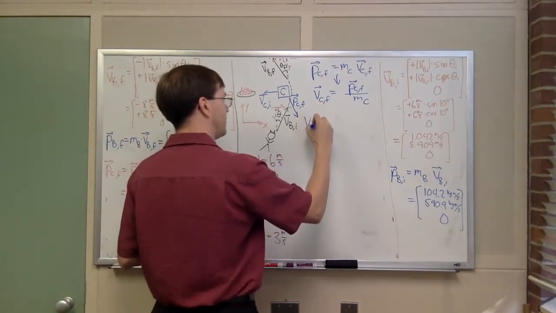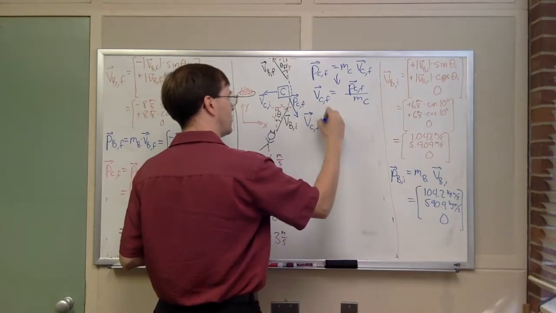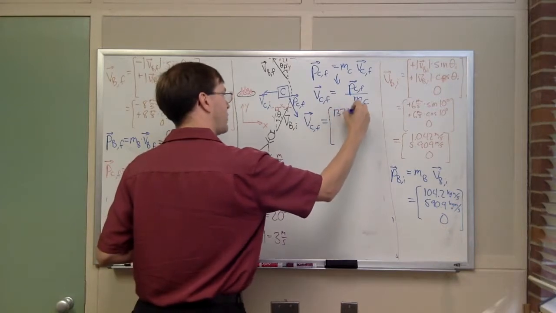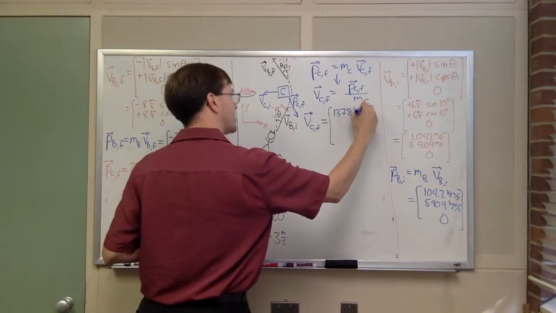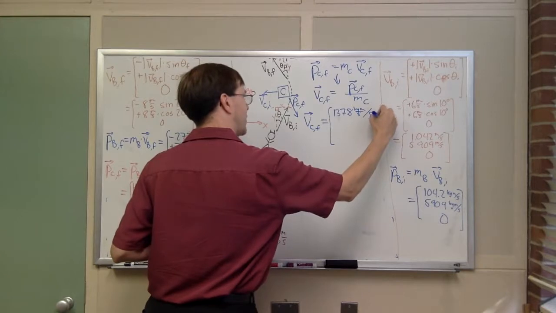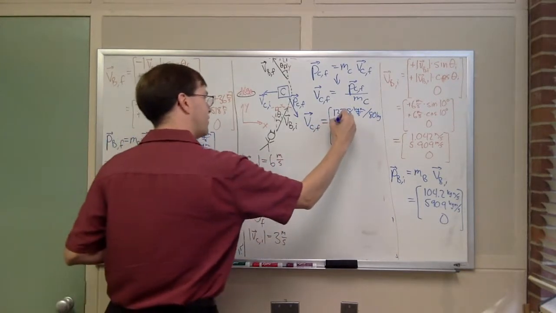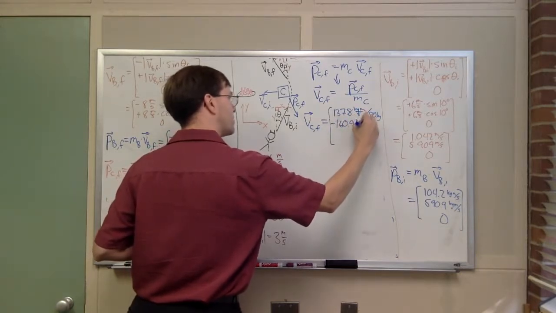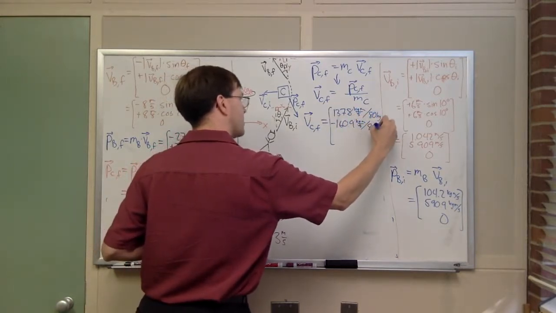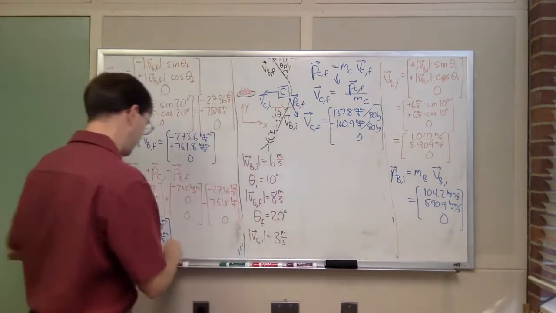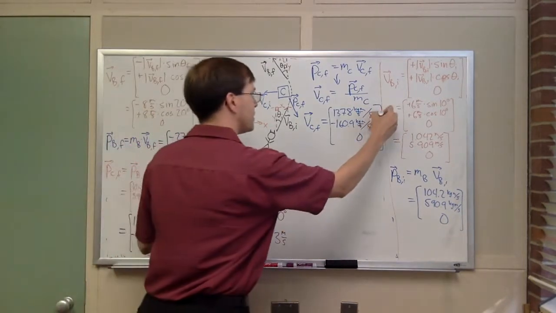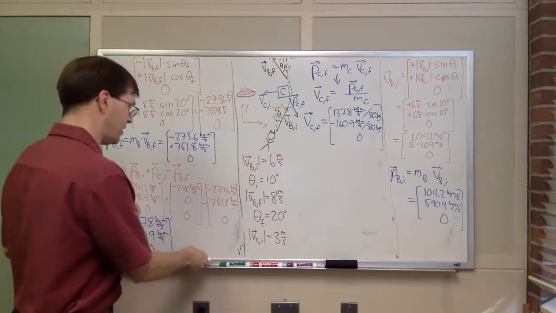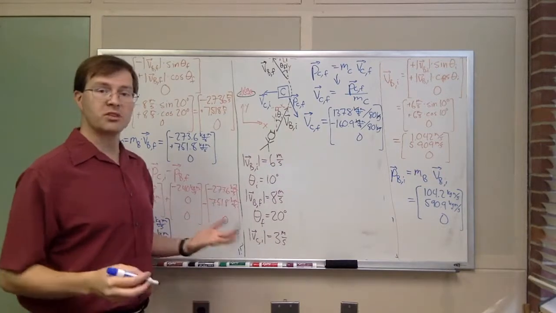In components, I would say V cabinet final is equal to 137.8 kilogram meters per second divided by 80 kilograms, and negative 160.9 kilogram meters per second divided by 80 kilograms, and 0. And the good news there is that the kilograms cancels out top and bottom in each component. The components have to have the same units, so that's good. It cancels out top and bottom to leave me with just meters per second.